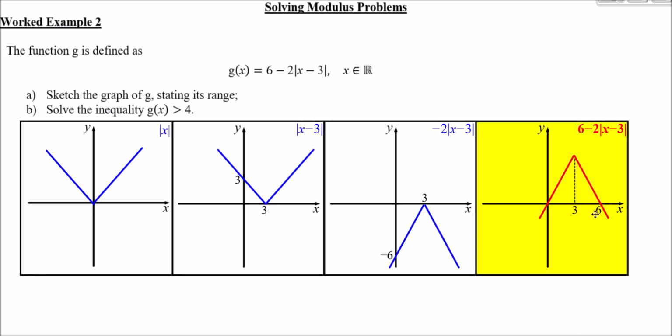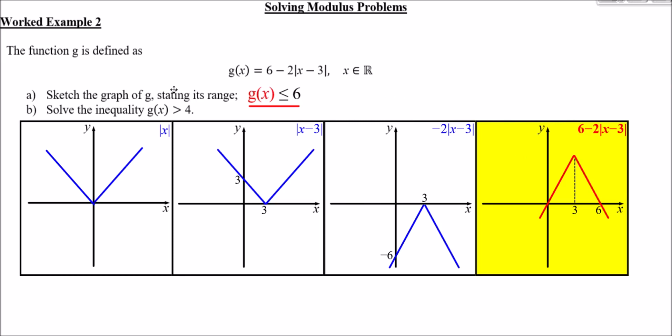By symmetry as well, we can say this is 6. If that's 0 and that's 3, from 0 to 3 is a gap of 3. Then from 3 to 6 also is a gap of 3. So we can use a symmetry here of the modulus. So we've sketched it, and its range we've not given, but clearly we can see it's going to peak here when y is equal to 6. So therefore, the range of g of x is g of x must be less than or equal to 6.